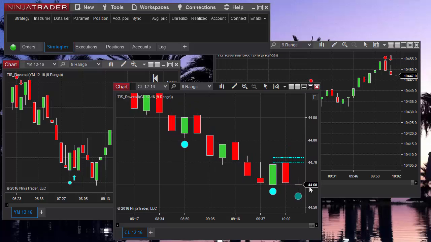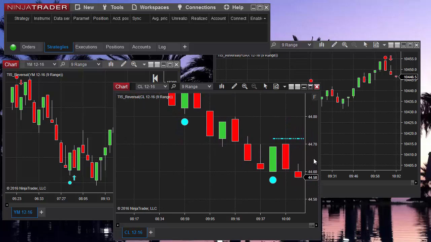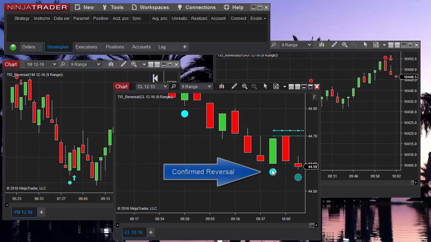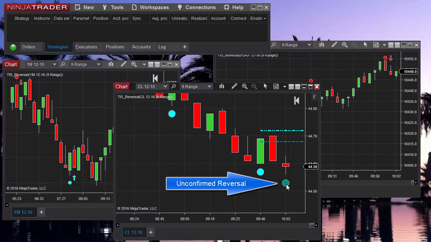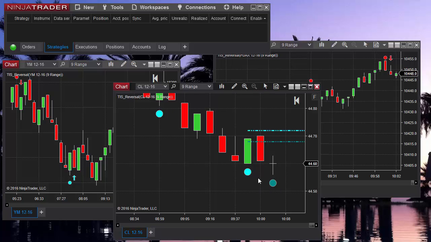Here we are watching a live crude oil chart where we can see a confirmed signal, a confirmed reversal with the RVO entry. This horizontal line shows the entry price for the RVO entry, and on the current bar we have a possible reversal. This is an unconfirmed signal with also its entry price.